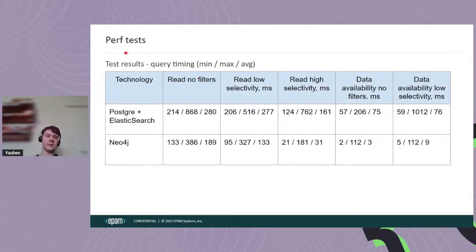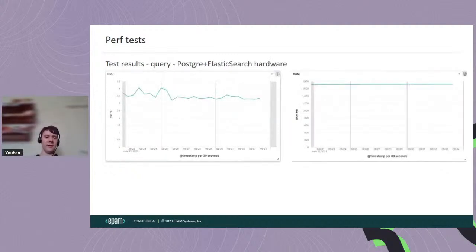Then as for read test results, the situation changed. Neo4j took a lead with a leap of 2x or even 3x increase in performance. And this is even more obvious for the data availability requests, thanks to the pre-calculated aggregates that I created for the data model.